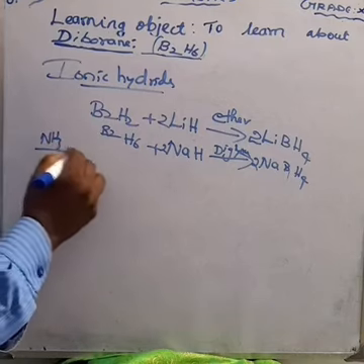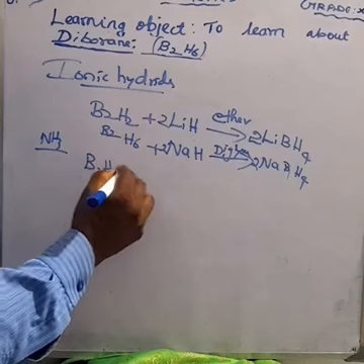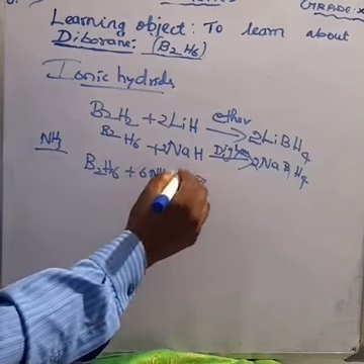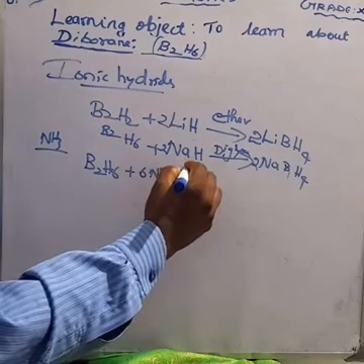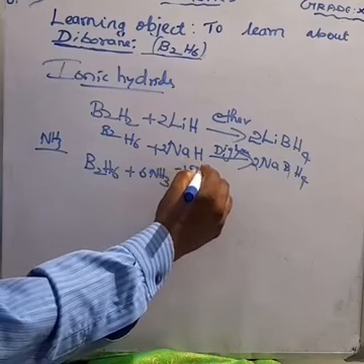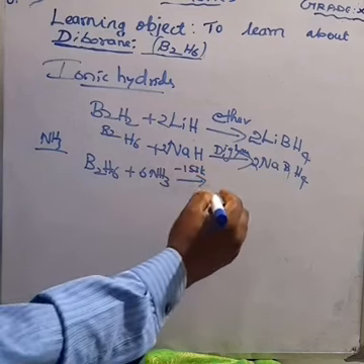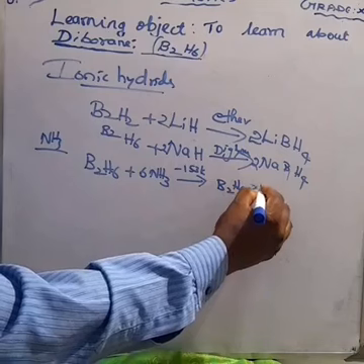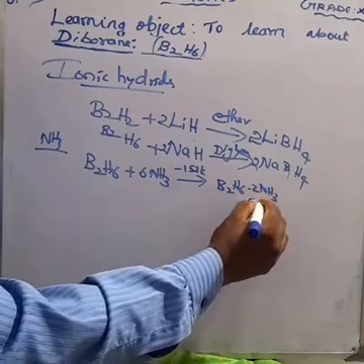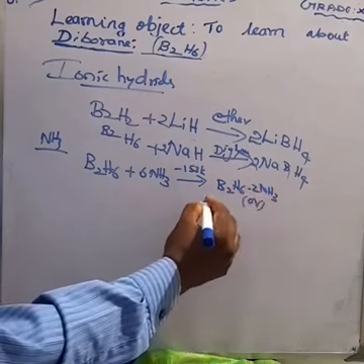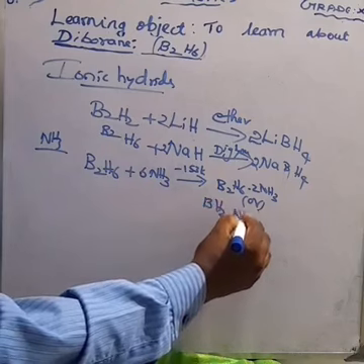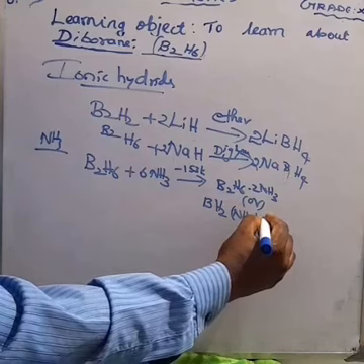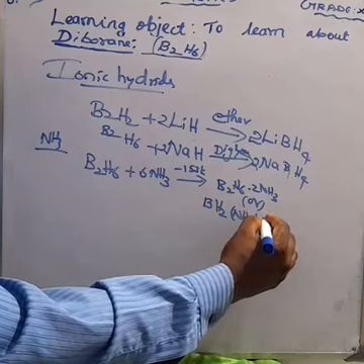Next, the reaction with ammonia. Diborane B2H6 reacts with excess ammonia at a temperature of minus 153 Kelvin. We get B2H6·2NH3, otherwise written as [BH2(NH3)2]+ plus BH4- units. Am I right?